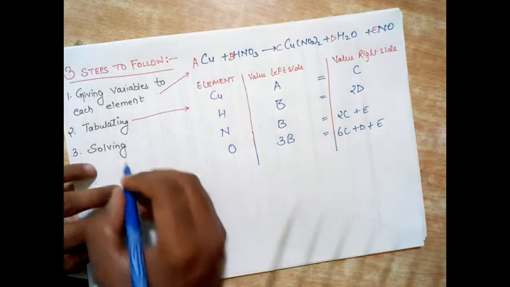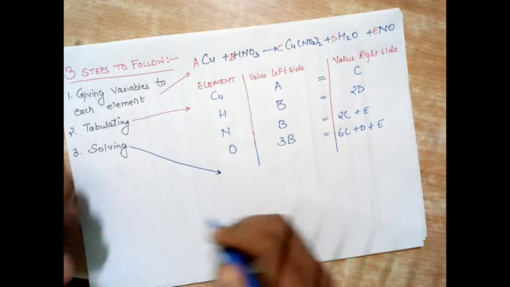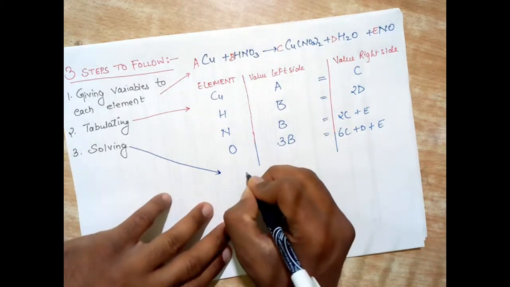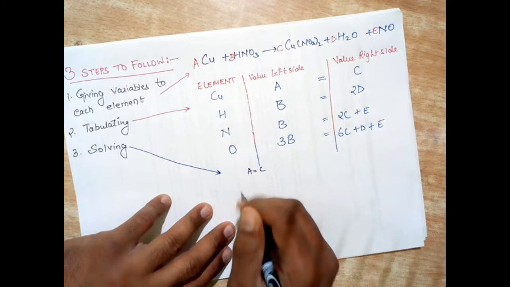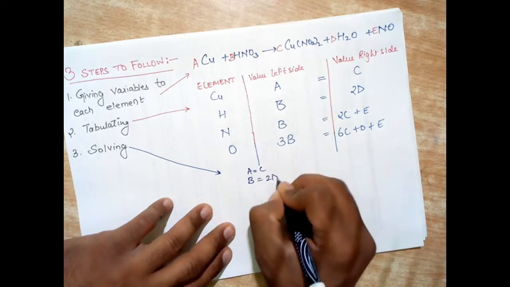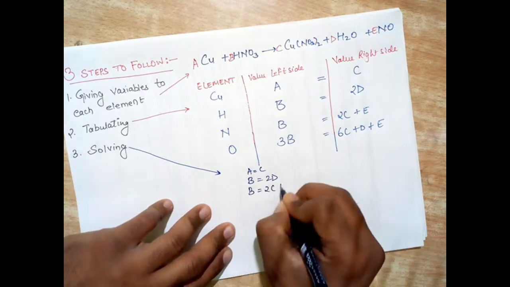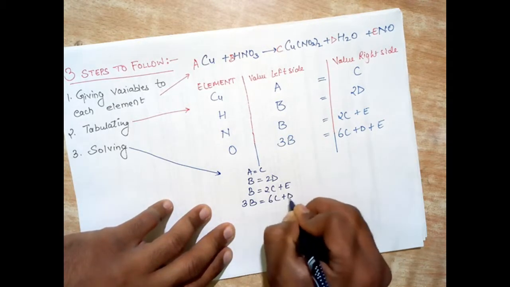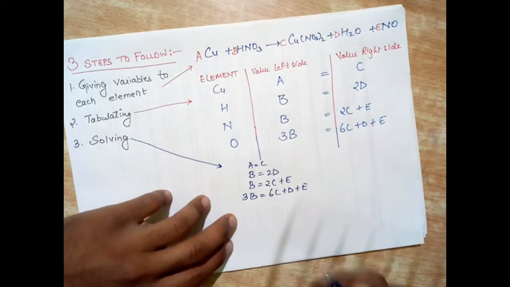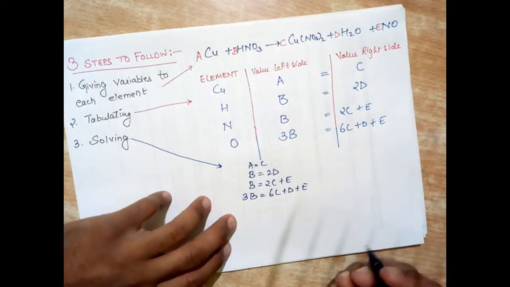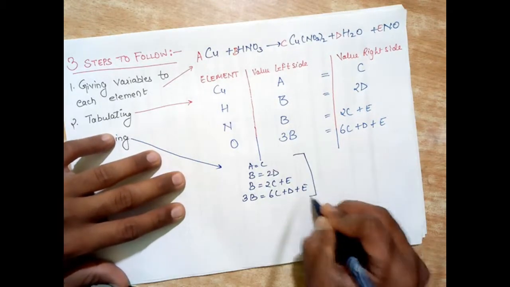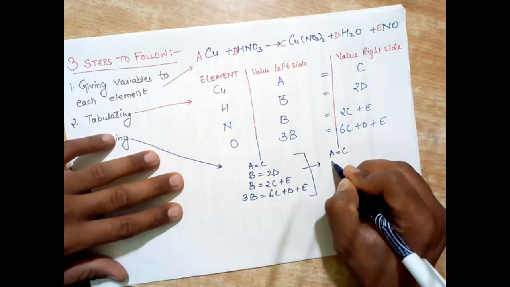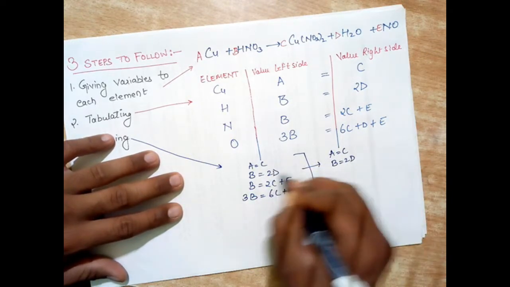So we now head to the third point, which is solving. From the equations we have got these kinds of equations: A is equal to C, B is equal to 2D, B is equal to 2C plus E, and 3B is equal to 6C plus D plus E. As we can see, we have got algebraic equations which we need to solve. On solving these equations, we get A is equal to C, B is equal to 2D, as it is already written.